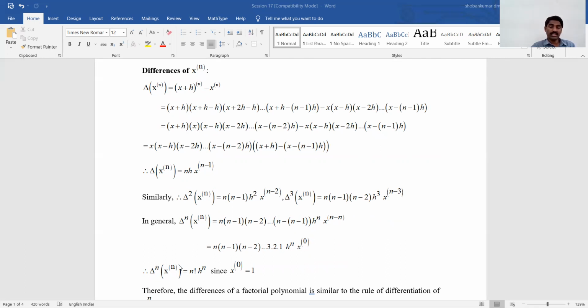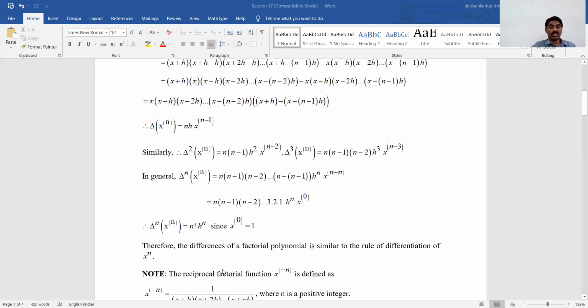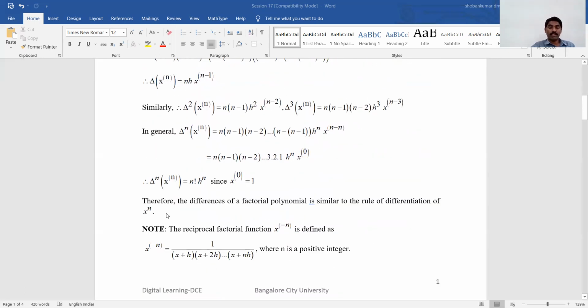Therefore, delta^n of x^(n) is n into n minus 1 and so on, down to 1, which is n factorial, into h raised to n. Delta raised to n of x^(n) is equal to n factorial into h to the power n. Therefore, the difference of a factorial polynomial is similar to the rule of differentiation of x to the power n.